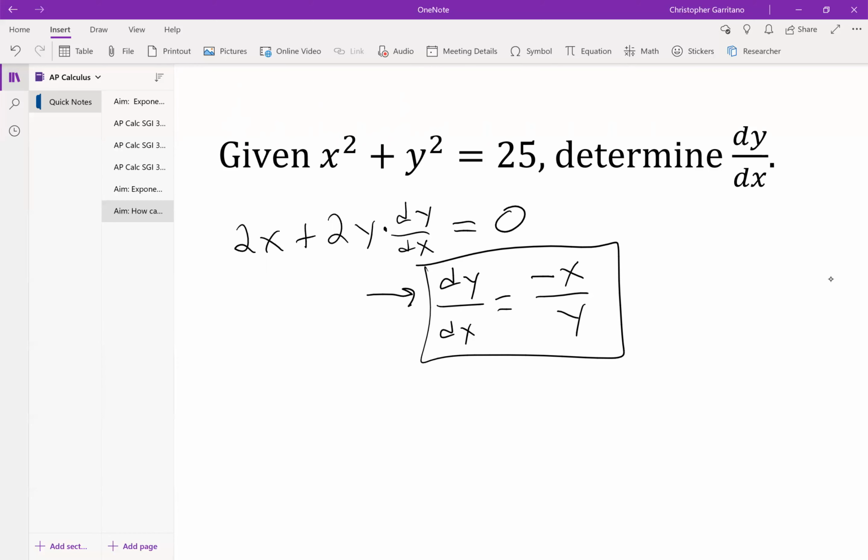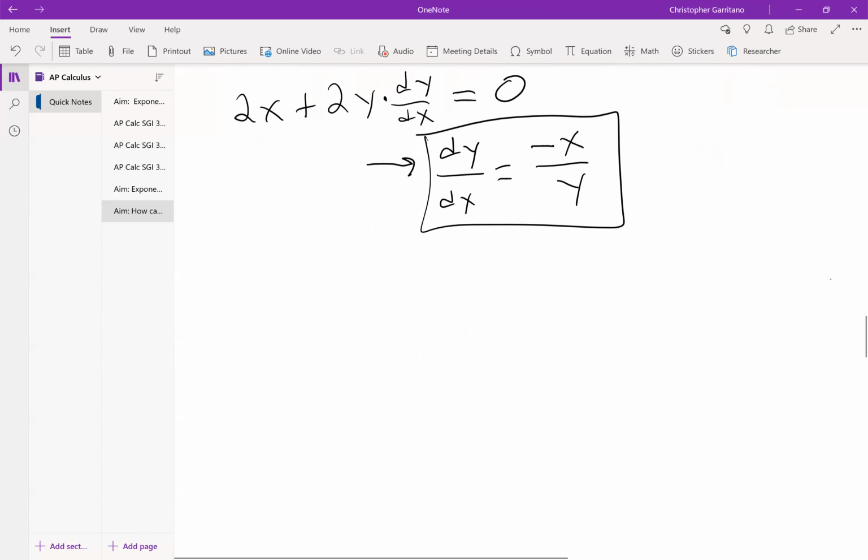Again, though, there is an initial condition built into the fact that x squared plus y squared equals 25. That tells us the particular circle we're dealing with, but after differentiating, we lost that information. So we're just going to use the general differential equation and pretend we don't know how to separate differential equations and solve. So what we're going to do is build a slope field for this differential equation.